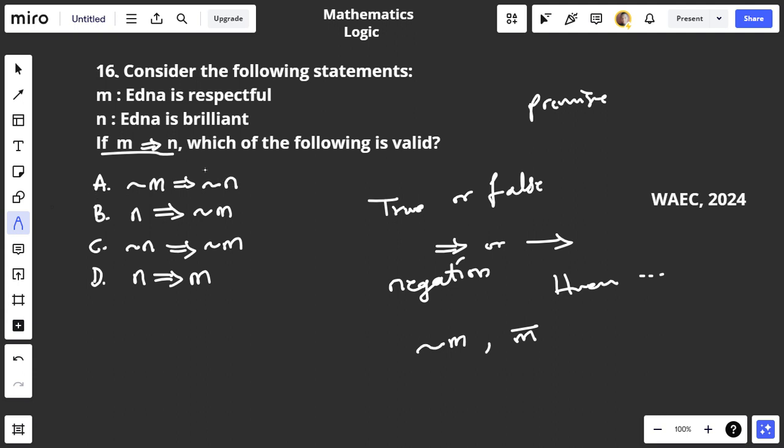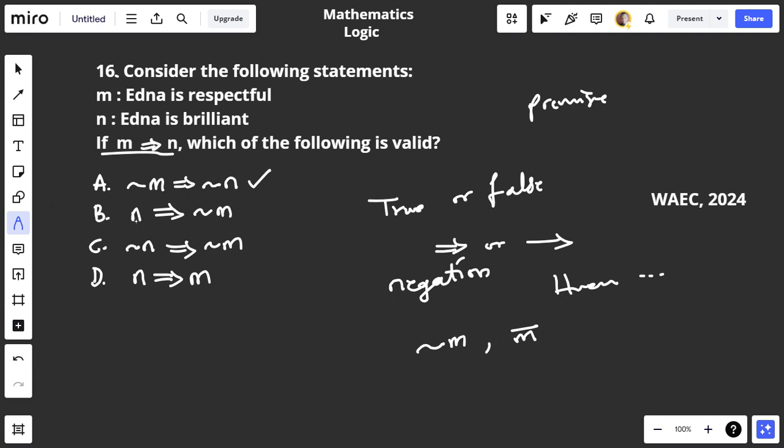Does this statement A agree with our premises, with the initial statement? Because the initial statement says for Egna to be brilliant, she has to first be respectful. It's a conditional. So now they're saying if Egna is not respectful, then she's not brilliant. It agrees, it's valid. It's valid because they say she has to be respectful before being brilliant. So if she doesn't fulfill that first condition of being respectful, she can't be brilliant. Go for that.